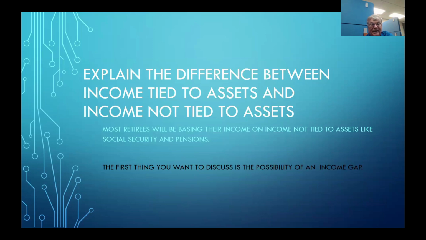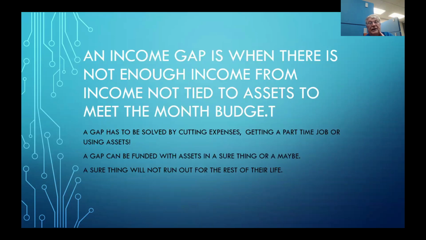Explain the difference between income tied to assets and income not tied to assets. They will be so interested in that. Most retirees will be basing their income on income not tied to assets, like Social Security and pensions. First thing you want to discuss is the possibility of an income gap. And they're looking right there at it. You're just talking about it. You've kind of drifted off a little bit from the software, but that's okay because you're going to take them right back into the software in a minute.